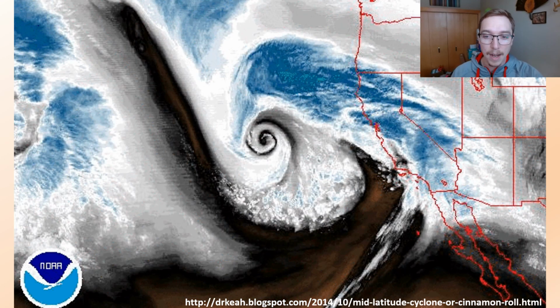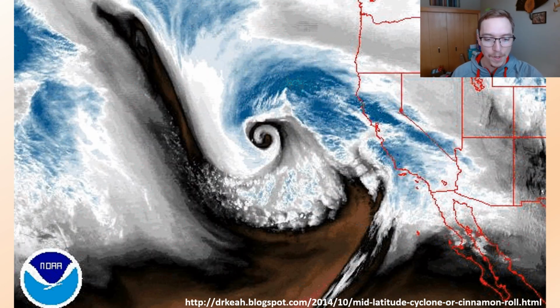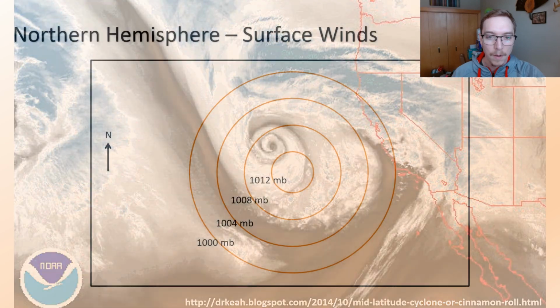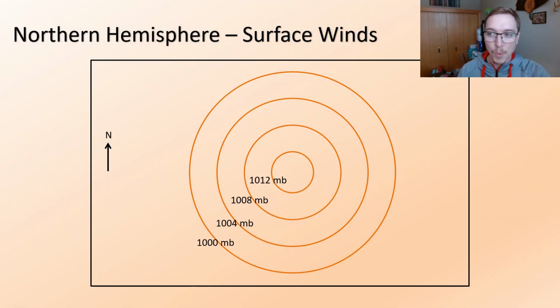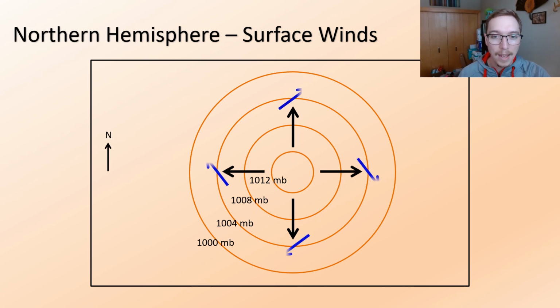Now this is different than a high pressure system. In high pressure systems, we see those winds generally deflected outward by the pressure gradient force in a clockwise direction rather than a counterclockwise direction.